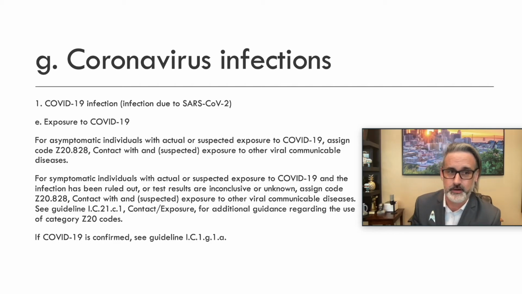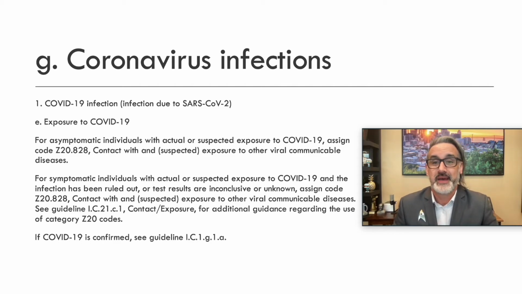And then continuing on with the guidelines, for symptomatic individuals with actual or suspected exposure to COVID-19 and the infection has been ruled out or test results are inconclusive or unknown, assign code Z20.828, contact with and suspected exposure to other viral communicable diseases.